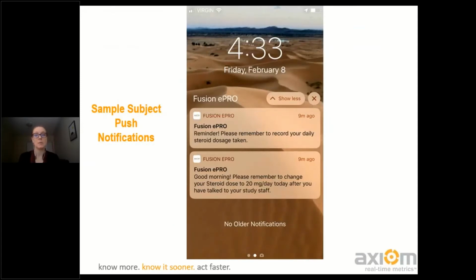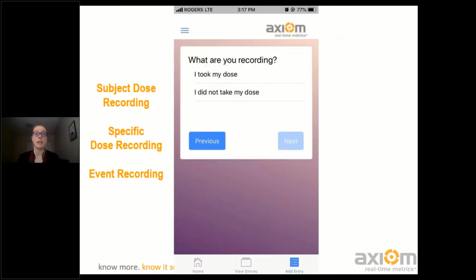Here you can see some examples of reminders or push notifications. So here it's a reminder to take the medication, as well as a reminder that there has been a dose adjustment. From there, when there is that reminder, then the subject would be recording or confirming. So I took my dose, I did not take my dose. And of course, based on the confirmation or lack of confirmation, then there can be actions taken by the site and or flags to the monitor as well.